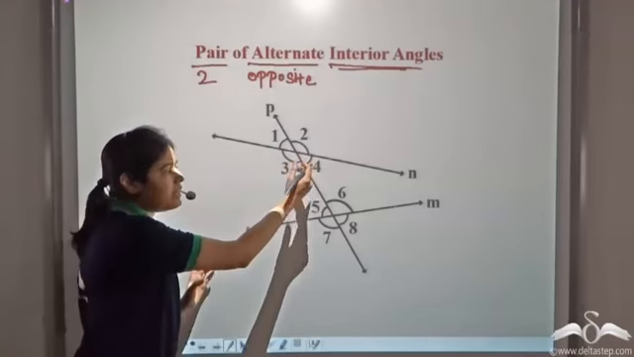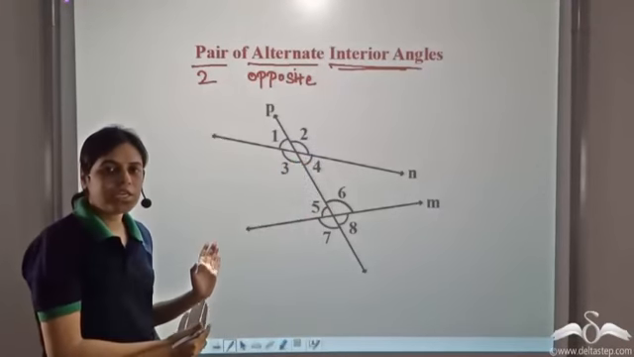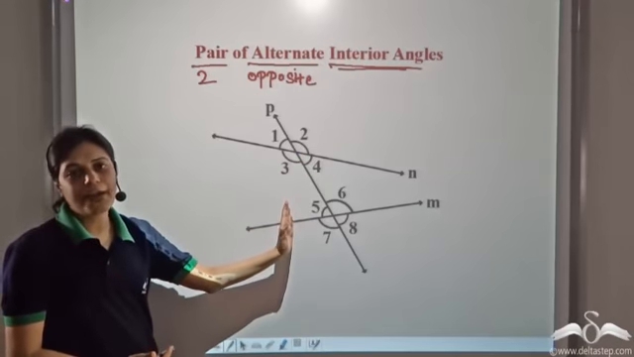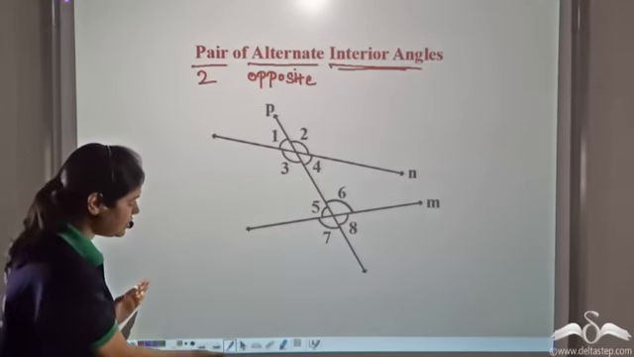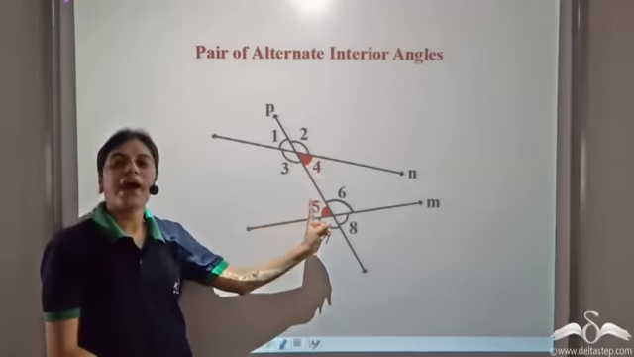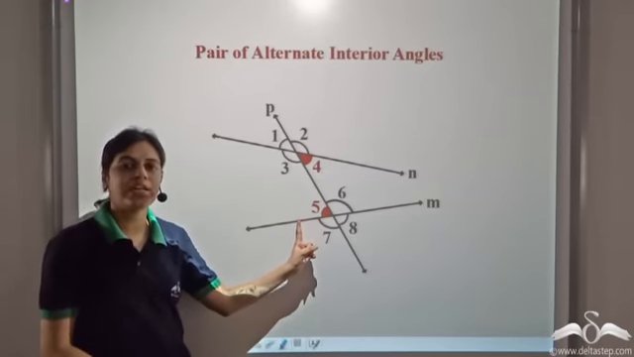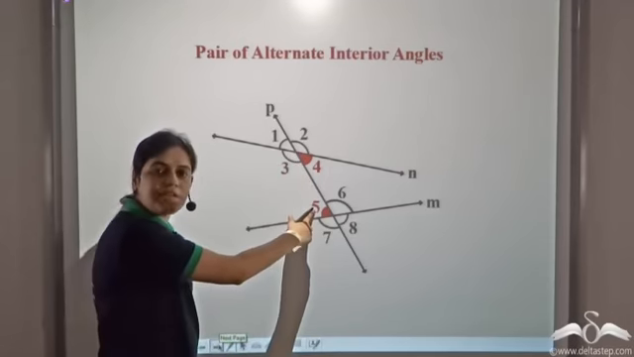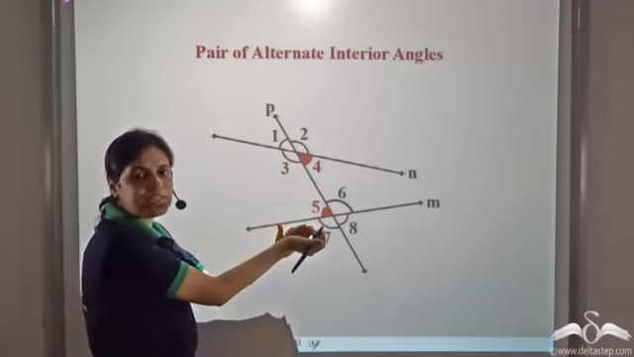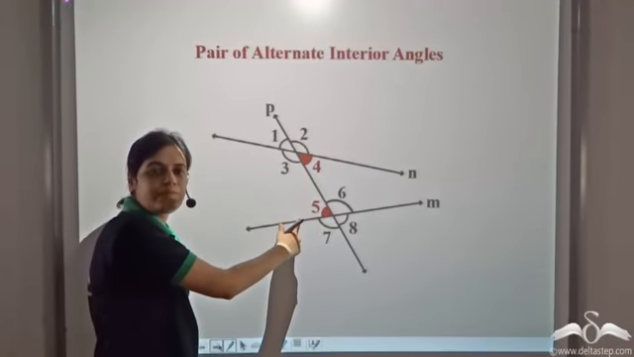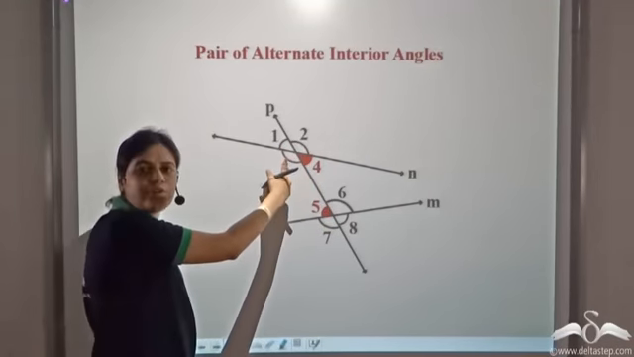So interior angles which are on the alternate or opposite sides of the transversal are called pair of alternate interior angles. So angle 4 and angle 5 form a pair of alternate interior angles. They are the interior angles because they are within the two lines and they are on the alternate sides of the transversal. Now what about 3 and 4?